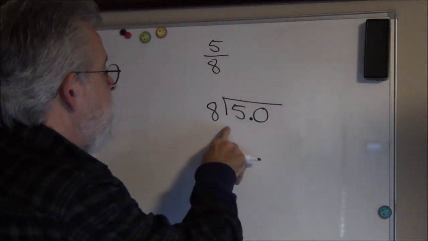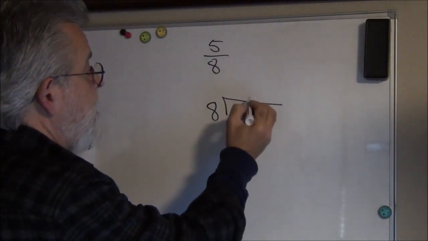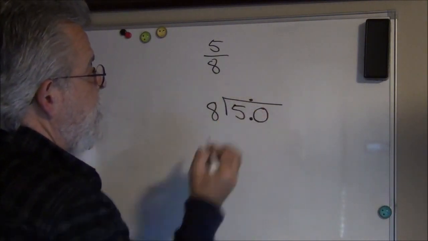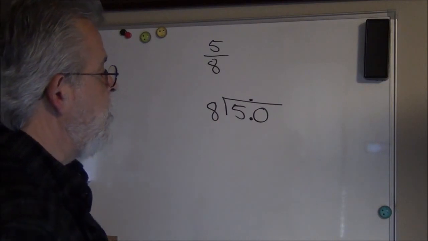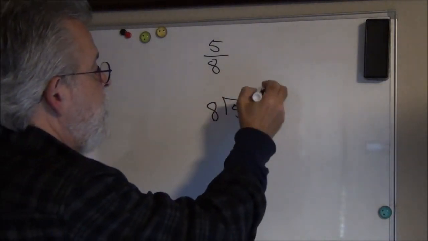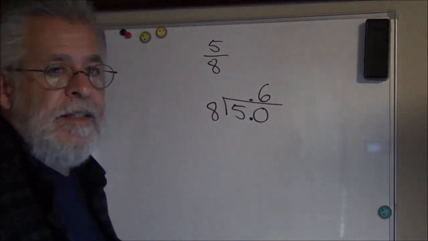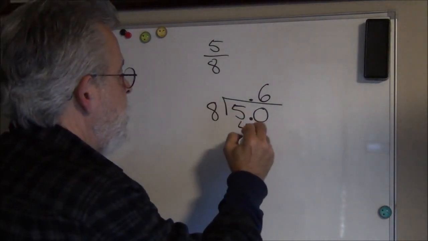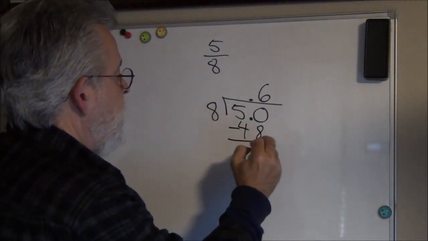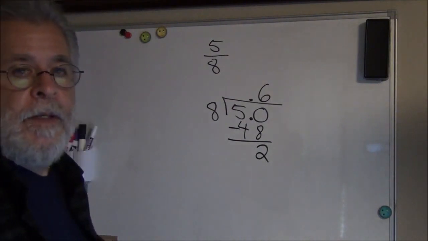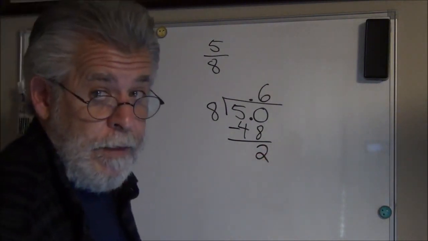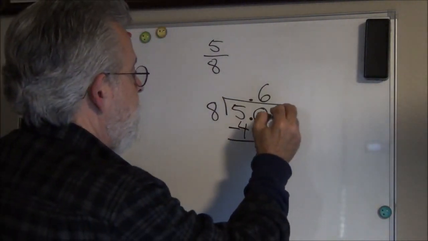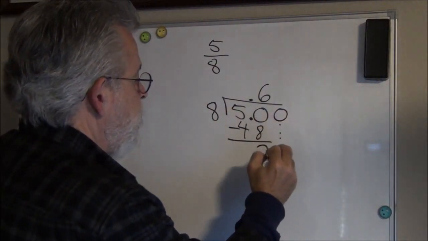So how many times can we get 8 out of 50? By the way, I have to remember to raise that decimal there. So I can get 8 out of 50 6 times. 6 times 8 is 48. And then I subtract. That gives me a remainder of 2. I have a remainder. I don't want a remainder. So I'm going to add another 0, and I'm going to drop that 0.